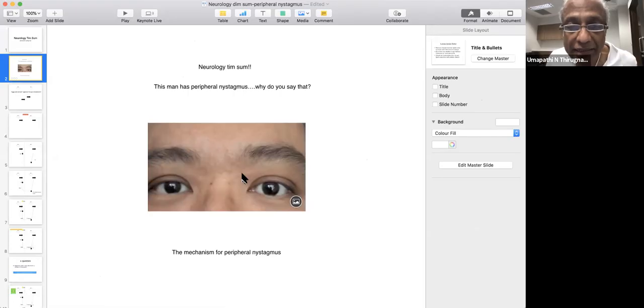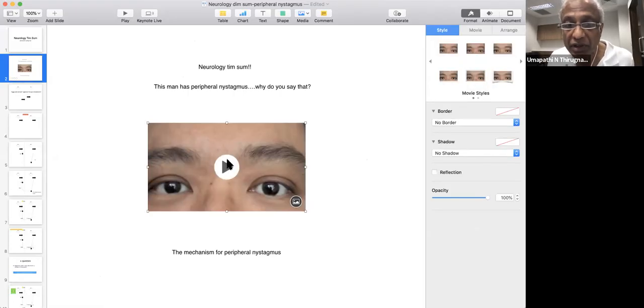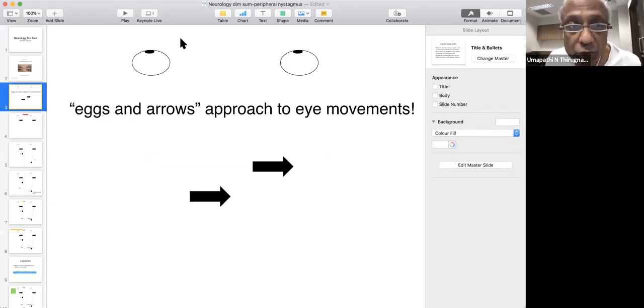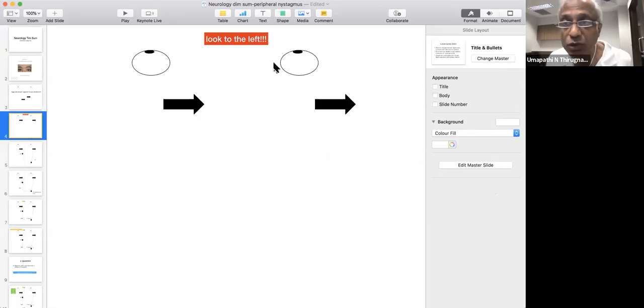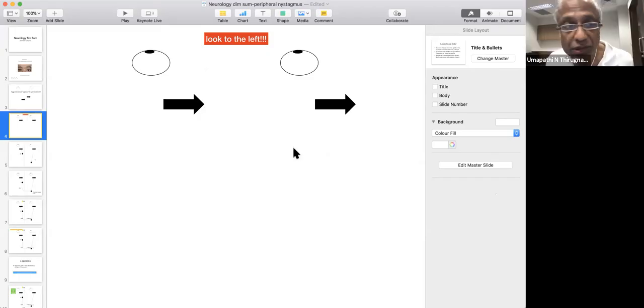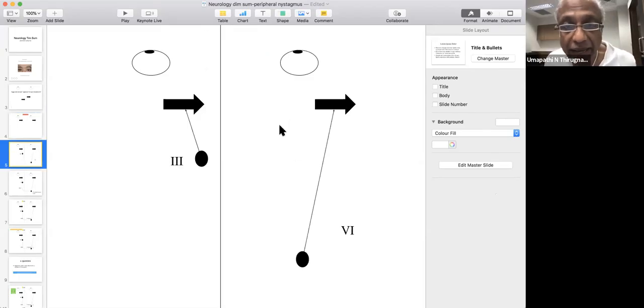Basically, we understood why this man's nystagmus is considered peripheral nystagmus and what is the pathophysiological basis for it. And to understand that, we introduced these instruments, 2 eggs and 2 spatulas, for you to understand eye movements. So we said if the person is asked to look to the left, you draw two X and then the two arrows. And then basically you connect up the arrows. One arrow is the lateral rectus muscle connected to the sixth nerve. This is the medial rectus muscle connected to the third nerve.